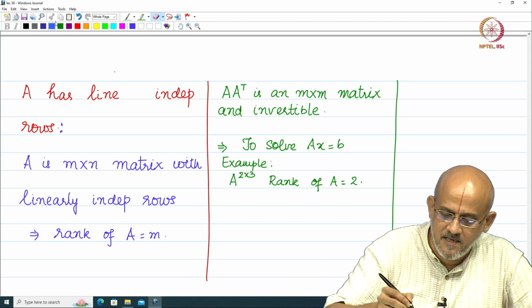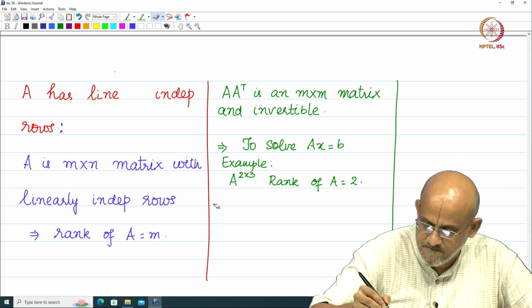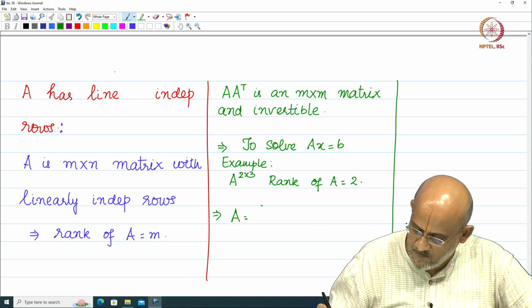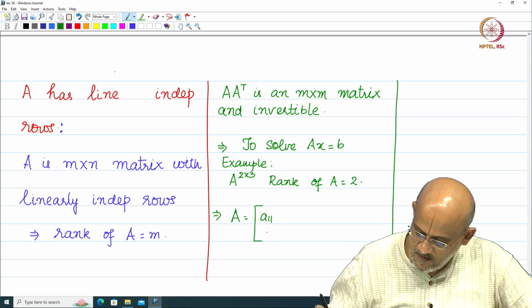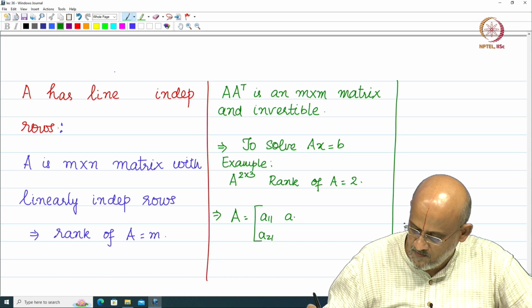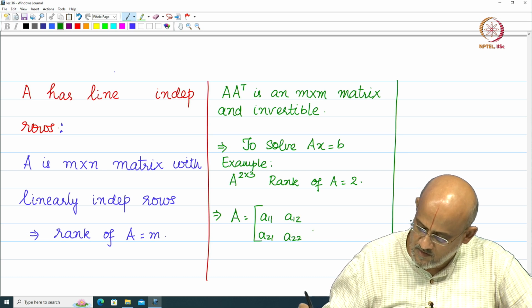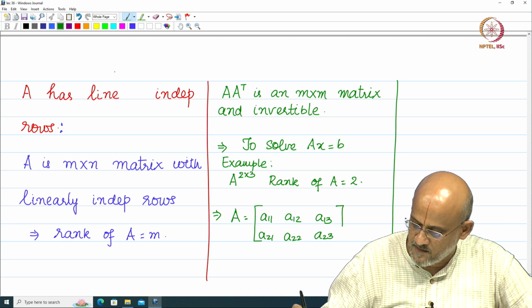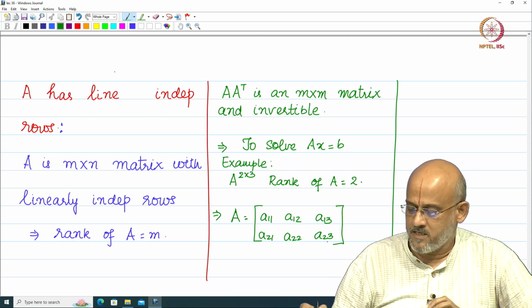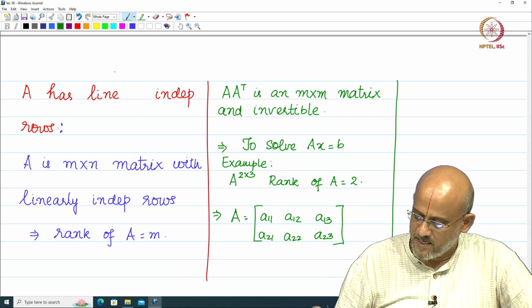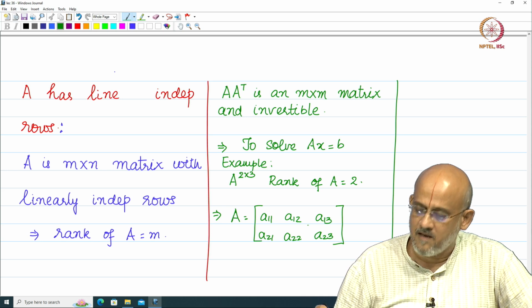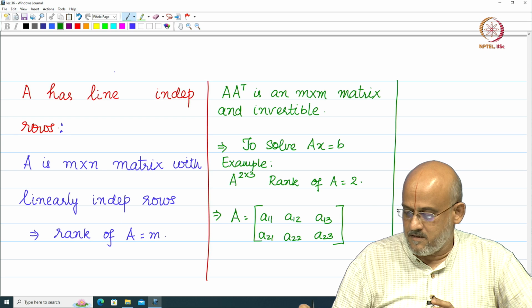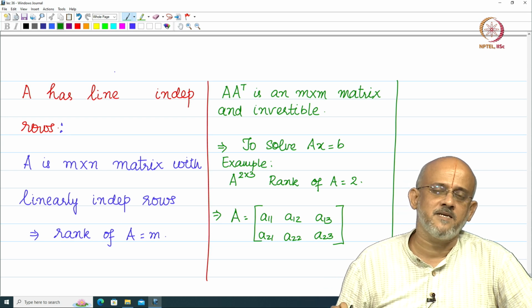Now, what does this mean? This implies A is equal to, let us say, A11, A21, A12, A22, A13, A23, though this is basically a 2 by 3 matrix. Now, as we have already told that the rank of A is 2, that means out of these 3 columns that we have for A, there are 2 linearly independent columns that we have.